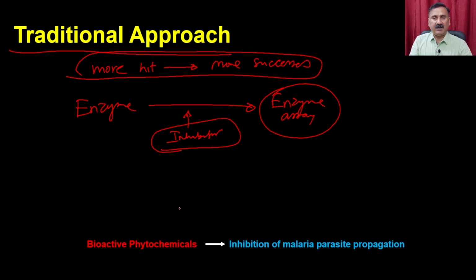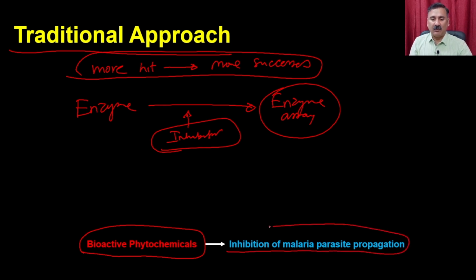For example, we have taken a case study where we are going to screen some bioactive phytochemicals and see whether these phytochemicals are inhibiting the growth of the malaria parasite or not. This inhibition is because of the inhibition of some enzyme, but in a conventional traditional approach, you are not bothered about the enzyme. So here, instead of an assay, we are going to see whether these phytochemicals are disrupting malaria parasite propagation or not.